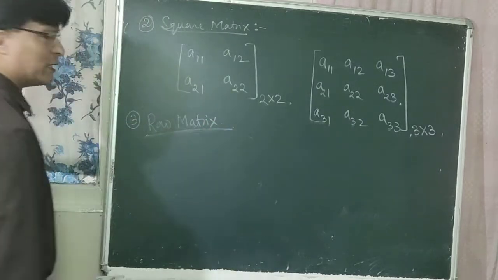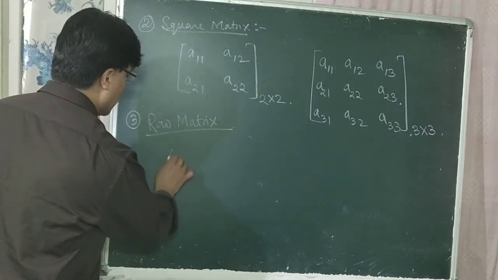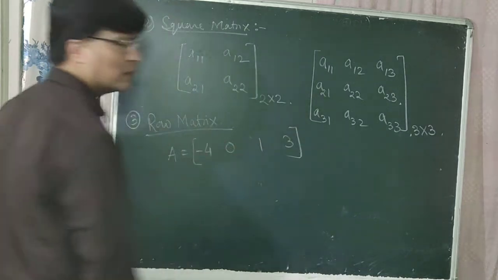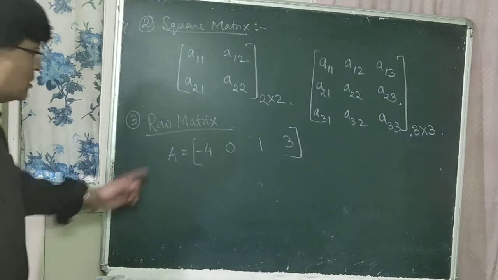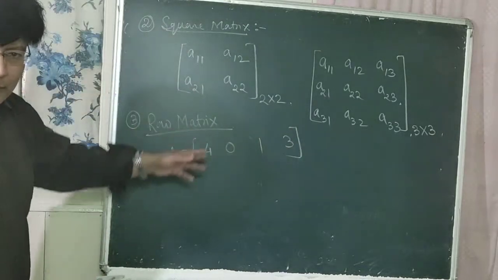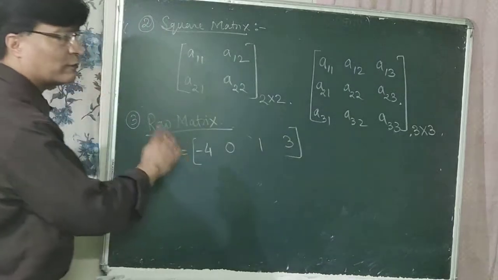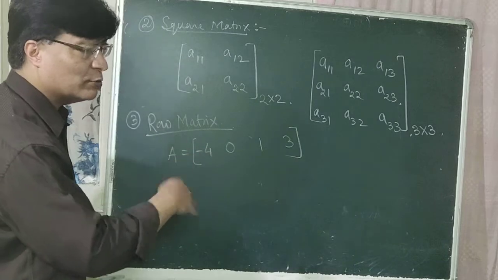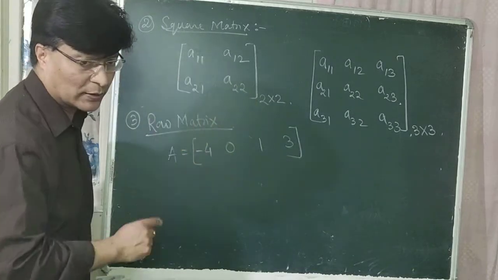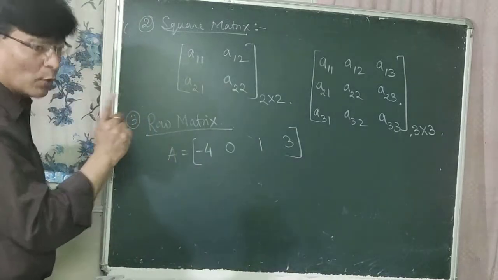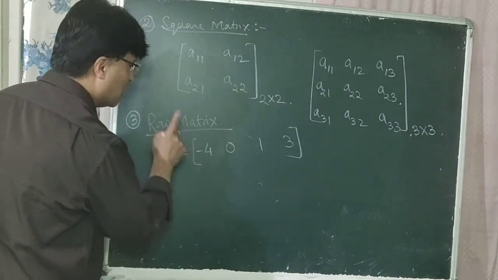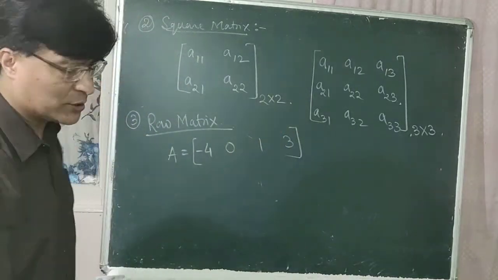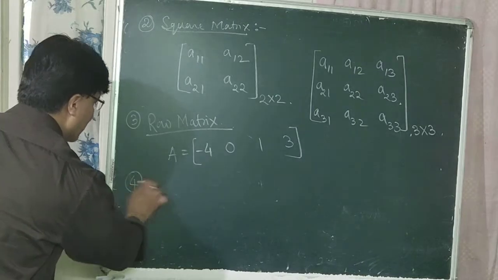So now number 3 is your row matrix. What type of matrix is known as a row matrix? Suppose you have A is equal to -4, 0, 1, 3. In a row matrix, there will be only one row, but the number of columns differs, right? The number of columns may be 4, maybe 3, maybe 2, maybe 1, maybe 5, 6 and so on. But the number of rows will always be 1. So if in a matrix the number of rows is 1, then that matrix is known as what? Row matrix.